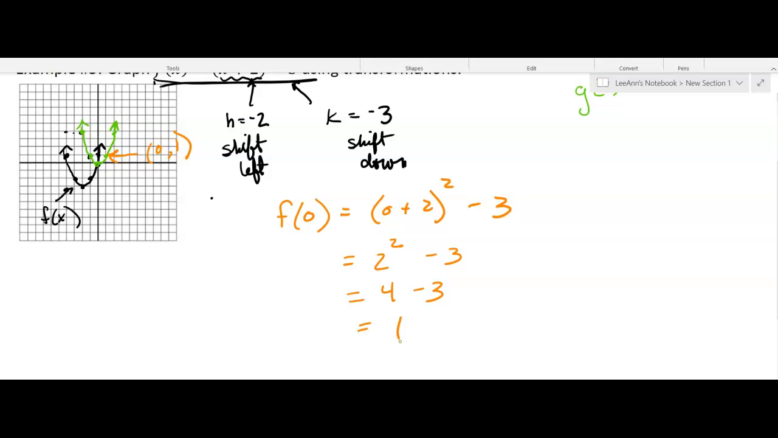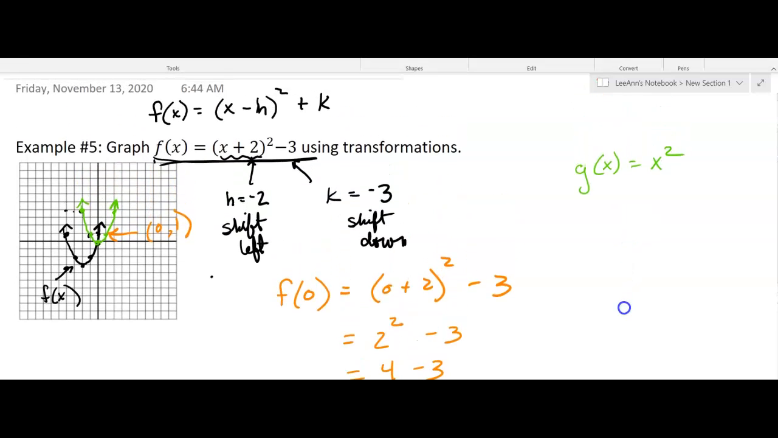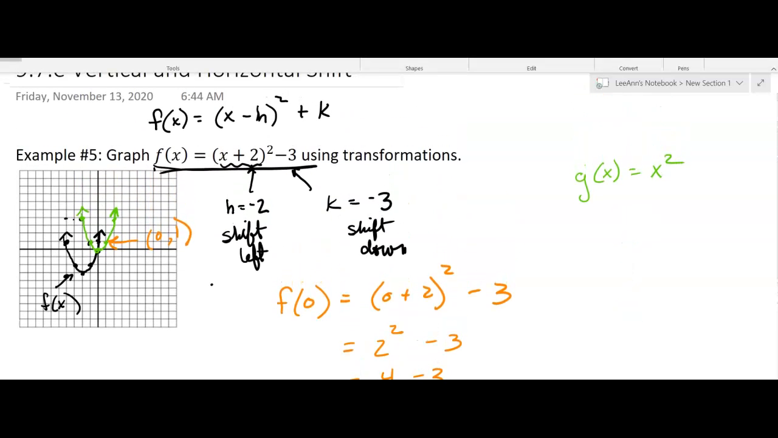But the idea is to avoid doing that and use the transformations because it's easier just to shift your parabola. Okay? And so that one had both a horizontal shift and a vertical shift.